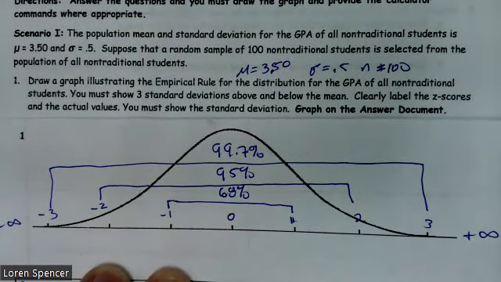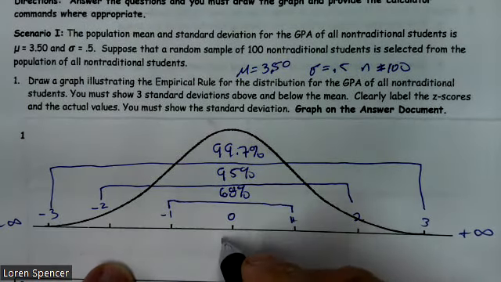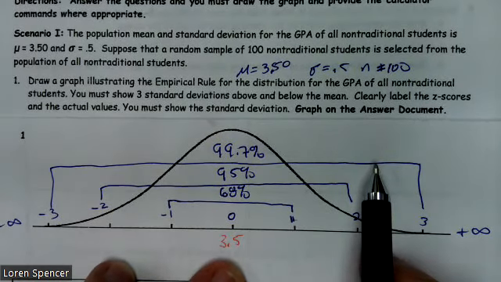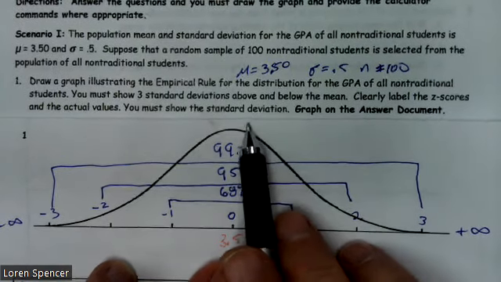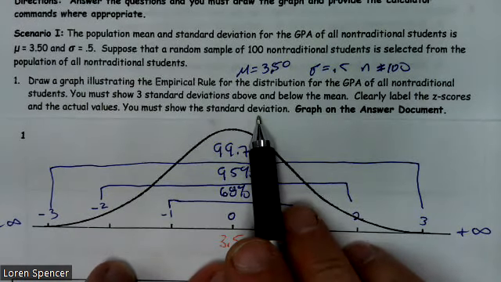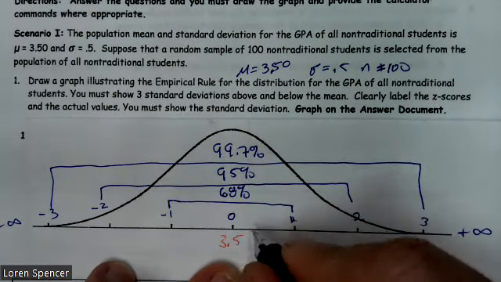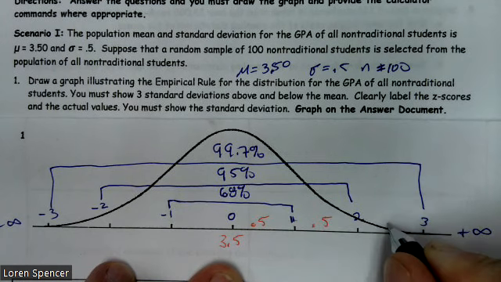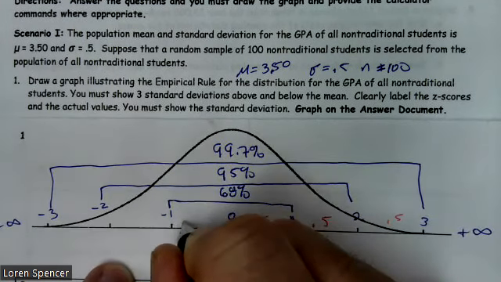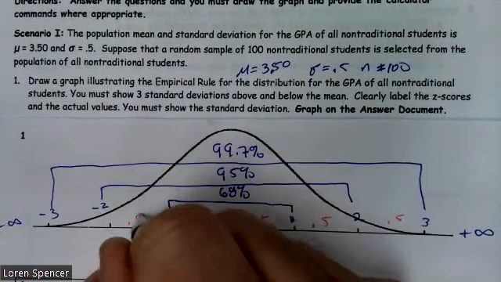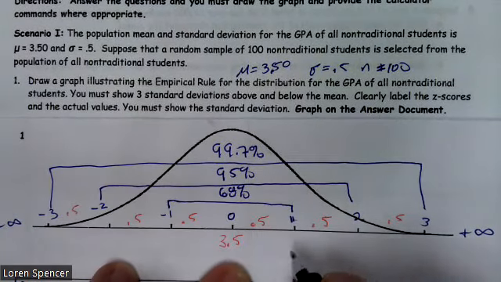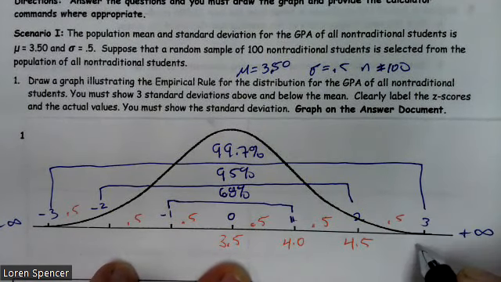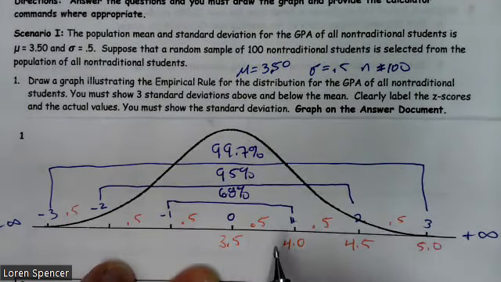All right. They told us our mean was 3.5. And it said our standard deviation is 0.5. Now, please, we need to look at this real carefully. Did it say the sampling distribution? It didn't, so this is just 0.5. We do not have to make any division. So this is 0.5, and this is 0.5. This is 0.5, 0.5, and 0.5. All right, so this is 4.0, 4.5, and this is 5.0.